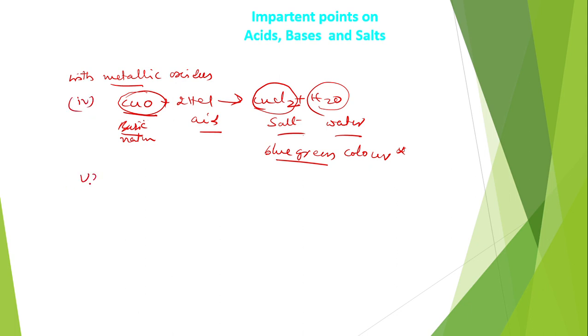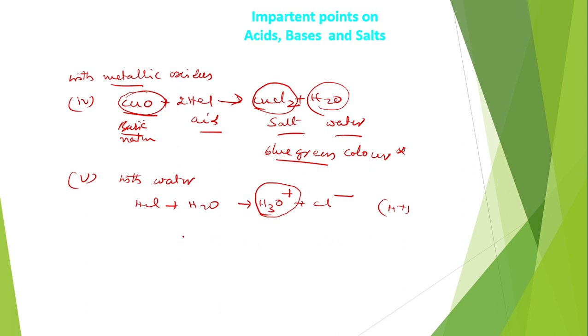Now fifth one we will see. So with water, what you will get? With water, what you will get? HCl plus H2O, you will get H3O+, this is hydronium ion, plus Cl-. Okay, so this is only responsible for generation of hydrogen ion. Generation of hydrogen ion.